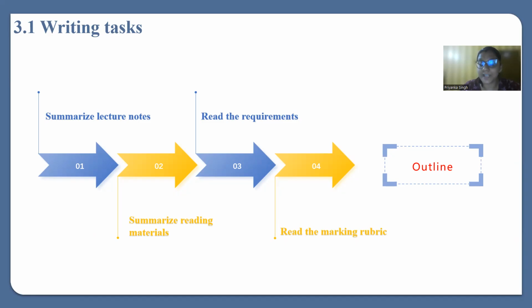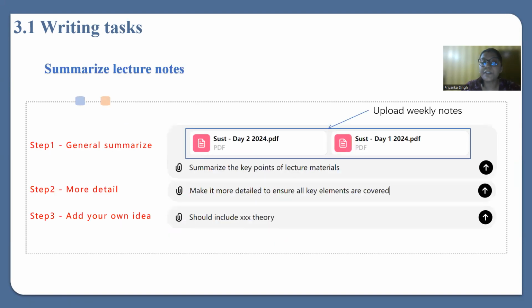And now I will guide you through each step. First, use ChatGPT to summarize your lecture notes by uploading 2-3 lectures at a time to avoid confusion. Use the prompt, summarize the key points of lecture materials for a general summary. If you need more details, input the prompt, make it more detailed to ensure all key elements are covered to get a comprehensive summary.